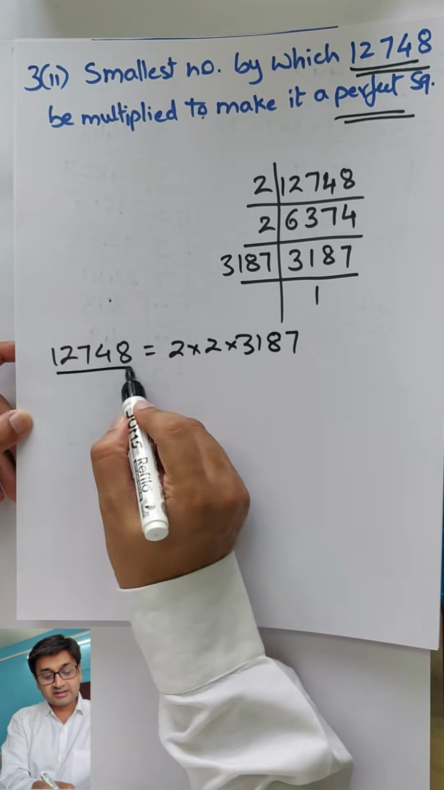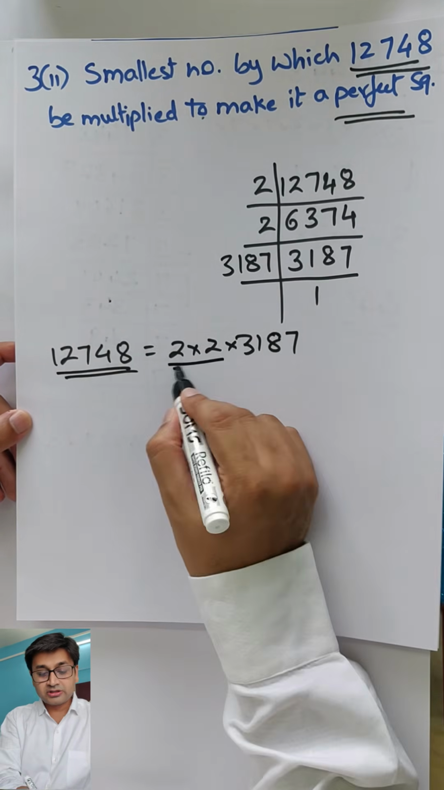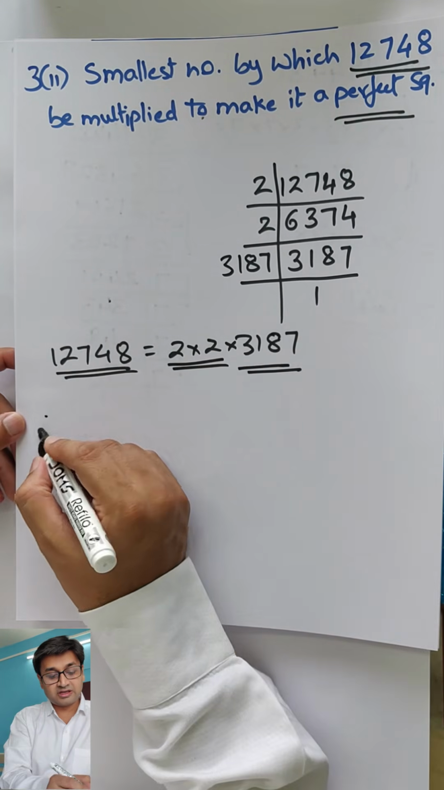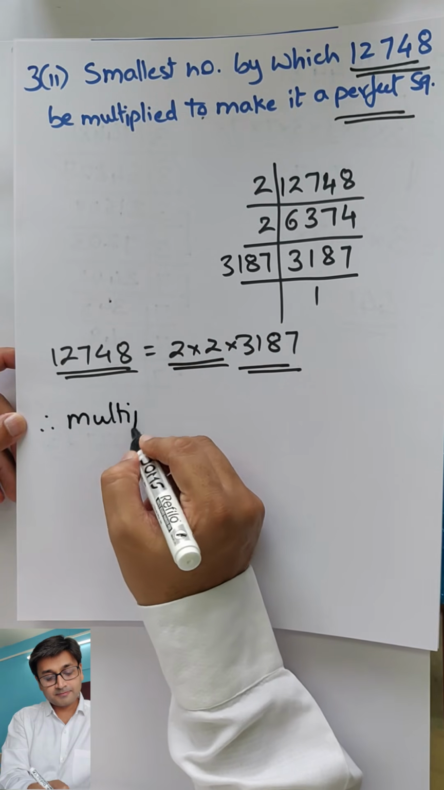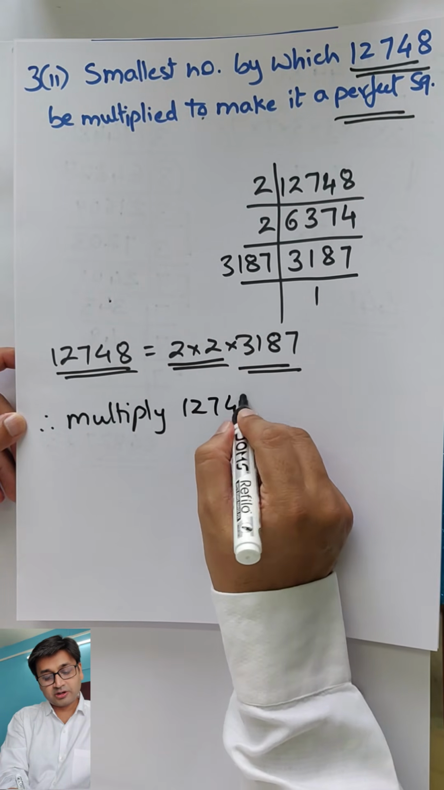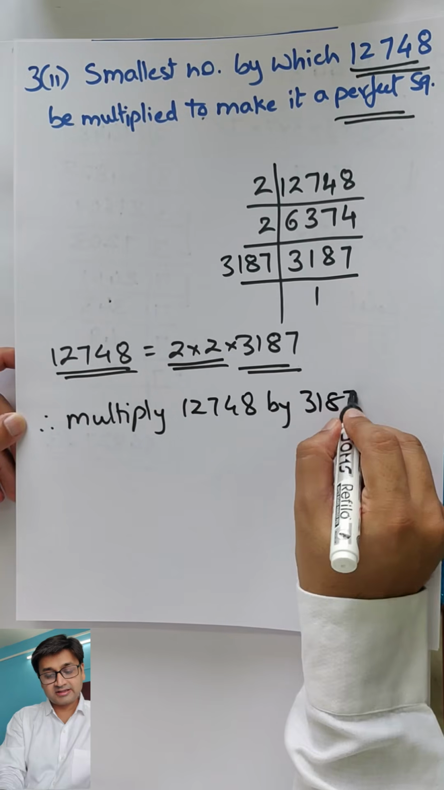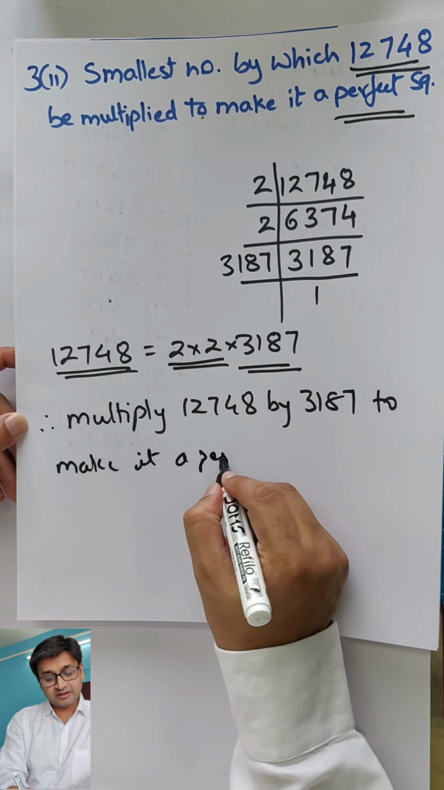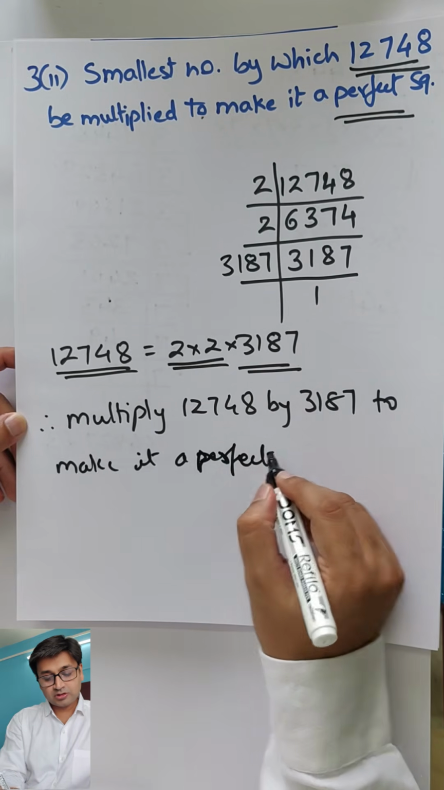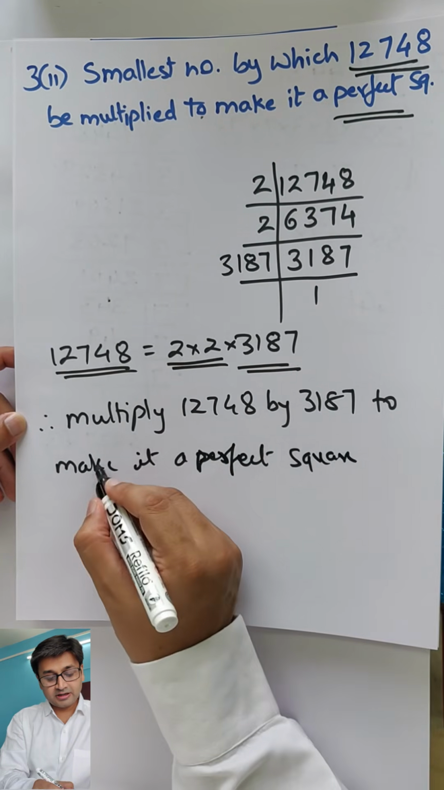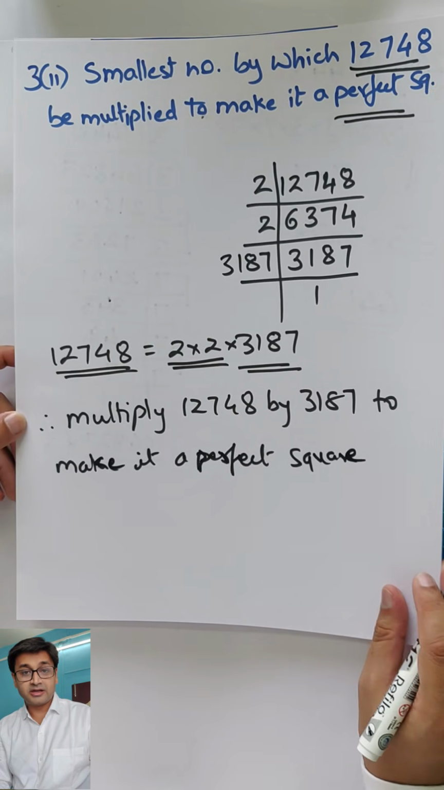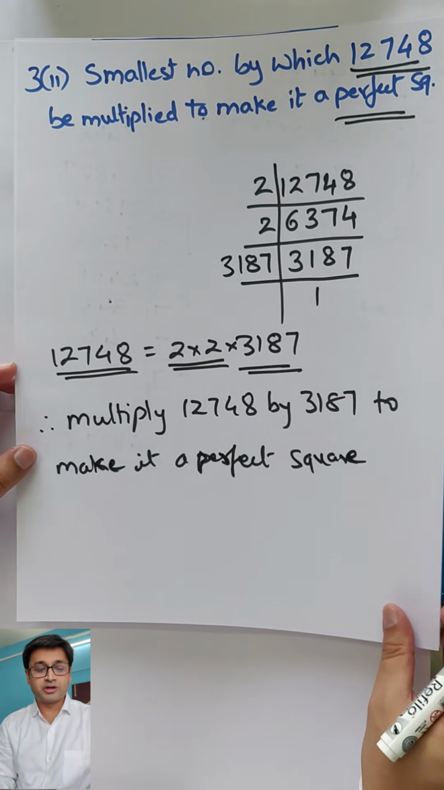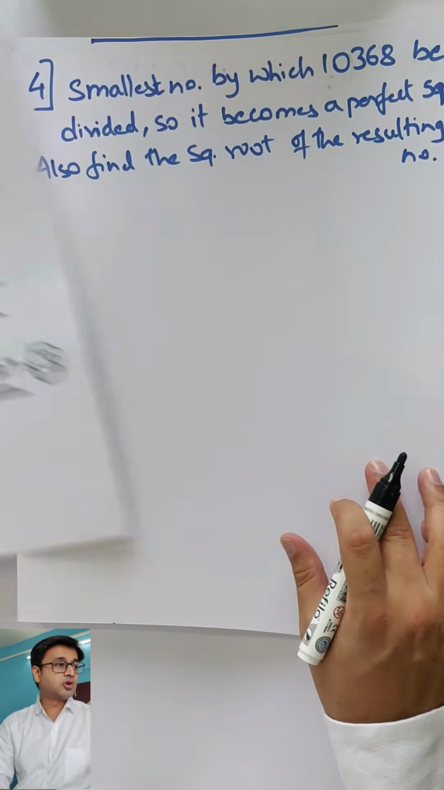So if I want to make this number a perfect square, see, this 2 is already a pair, this is all alone, so I'll have to multiply it by this number. So you'll have to say therefore multiply 12748 by 3187 to make it a perfect square. Do you get it now? How to make it a perfect square? Yeah? Super. I'm so sorry because this number is slightly weird. In fact, why I'm sorry, I don't know. But yeah, still, just to boost your confidence.